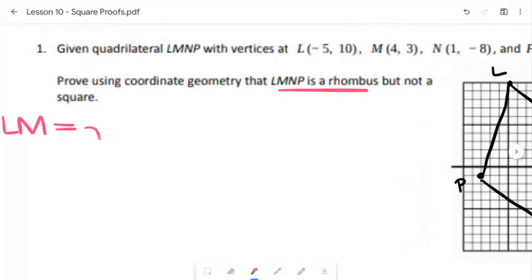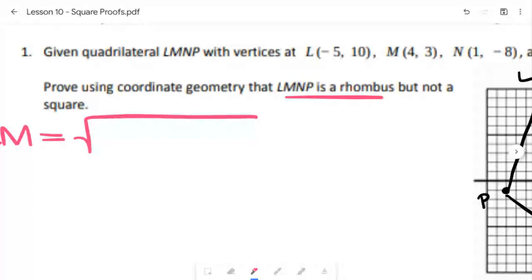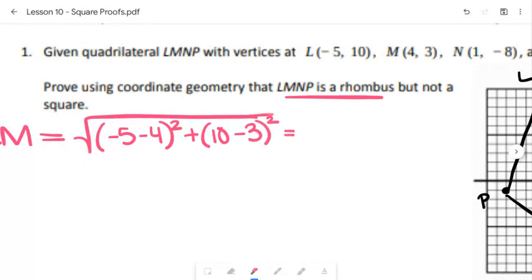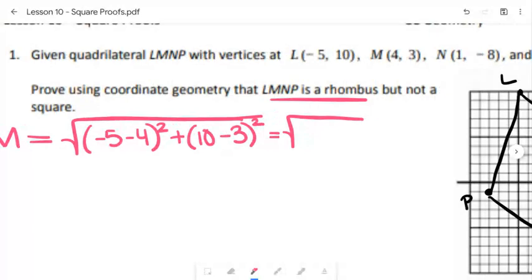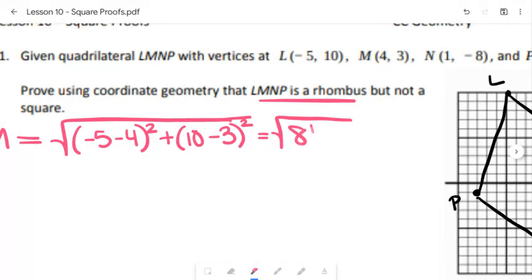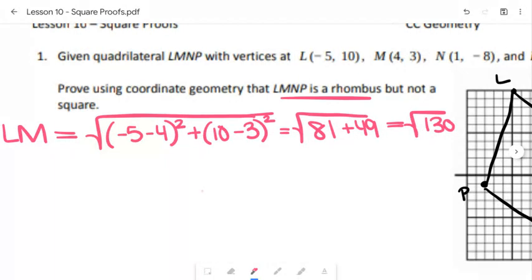So our go-to way for that is just to show that all four sides are congruent. LM, if I do that distance formula, -5 subtract 4 squared, 10 subtract 3 squared. That's going to equal a -9 squared, which is 81, a 7 squared, which is 49. So we end up with the square root of 130.